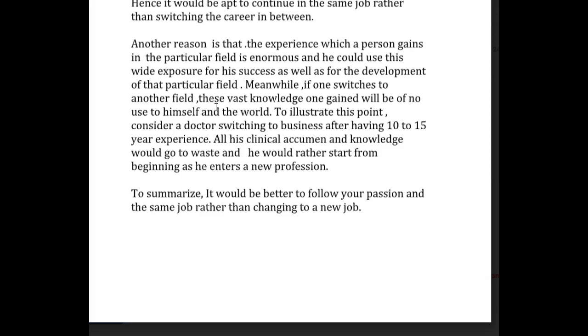To illustrate this point, consider a doctor switching to business after having 10 to 15 years experience. All his clinical acumen and knowledge would go to waste, and he would rather start from the beginning as he enters a new position. Therefore, what? What's the therefore here? What's the conclusive idea that links back to your first statement? Okay, so wrap it up for us. This felt to me a little better, developed a little more logical. All right? To summarize, it would be better to follow your passion and in the same job rather than changing to a new job. Okay, so it's fine.